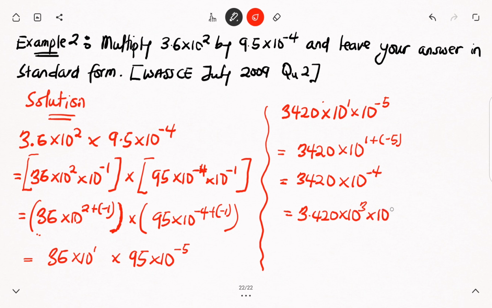then multiplied by the already existing 10 raised to the power negative 4. So this is now equal to 3.42 times 10 raised to the power positive 3 plus into bracket negative 4, and this will give me 3.42 times 10 raised to the power negative 1. So this becomes my answer or the solution to the second example.